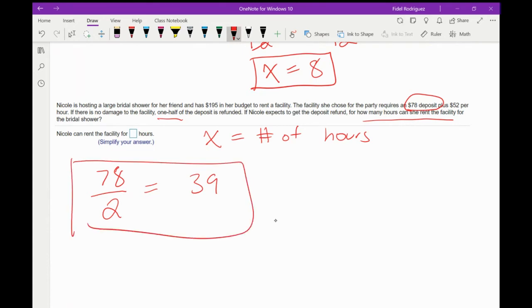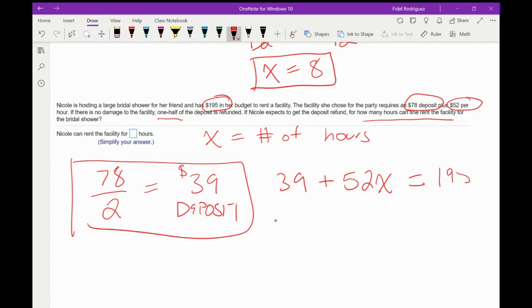So this is really going to be her deposit here, because we know she's going to get the other $39 back, right? So now let's figure out how much money Nicole is going to spend. She's going to spend $39 on her deposit and then $52 per hour. So that's going to be 52 times X, and that's going to add up to her budget of $195. And now the first thing we're going to do is subtract 39, because we're trying to get the X by itself.